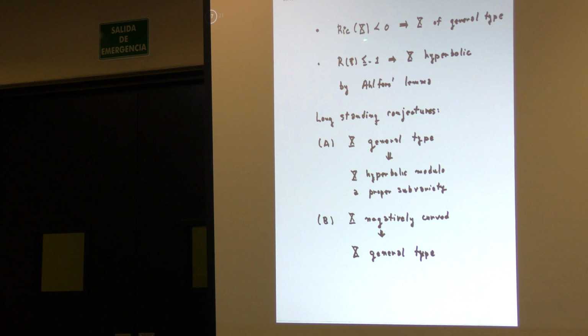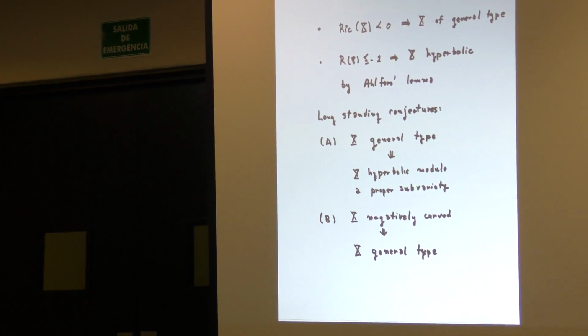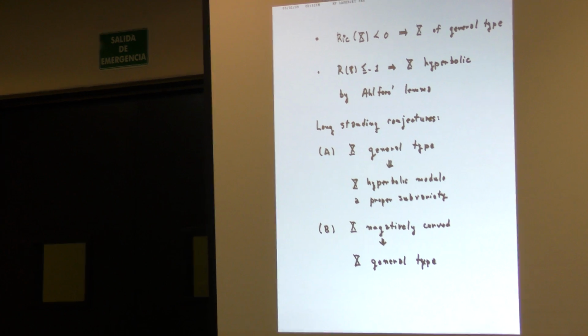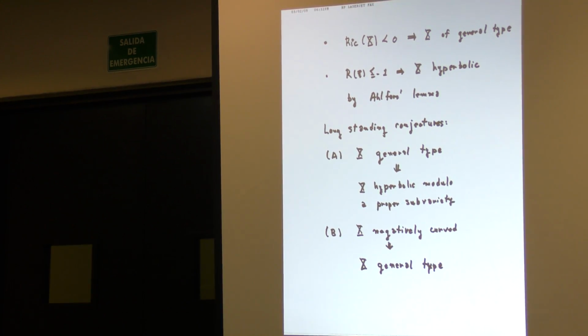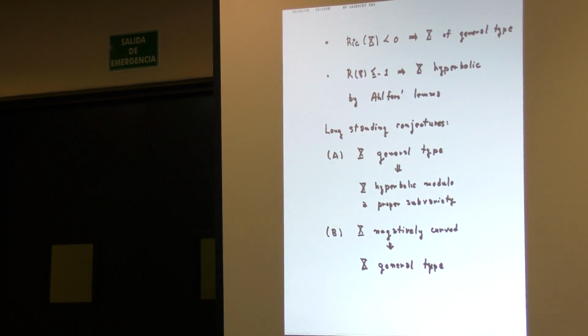Ricci curvature being negative. Remember, that's a (1,1) form. It's a differential form representing the first Chern class of the negative of the canonical bundle. So if it's negative, the canonical bundle is positive, then you have general type. And then there's a canonical metric that makes it a so-called Kähler-Einstein manifold. This is the Aubin-Yau theorem.